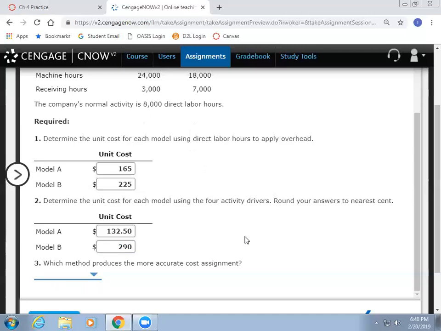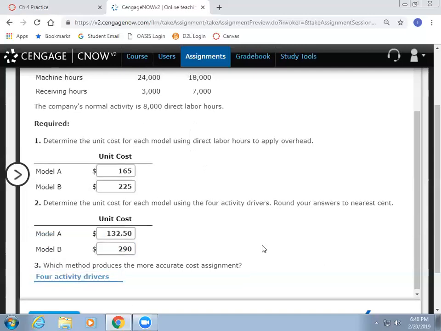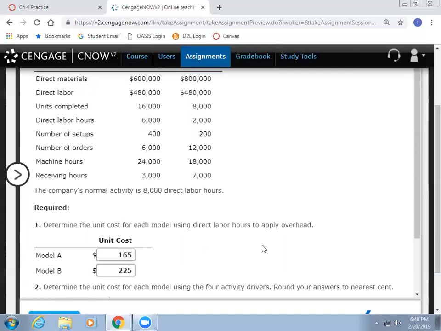So again, number 3, what method produces the more accurate cost assignment? Well, that's going to be your activity-based or the 4 activity drivers. Because again, you're looking at something beyond just direct labor. So we have all these different overhead costs. There's overhead costs for setups, ordering, machining, and receiving. All 4 of those activities incur overhead costs. So if we break it down and we apply based on those activities, you're going to have a much more accurate product cost. So your applied overhead will be much more accurate.